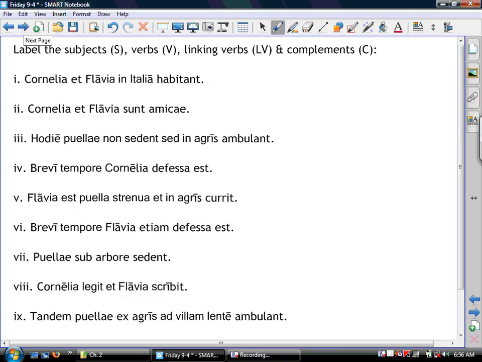Okay, the next one. Now you're trying to decide whether you have subjects, linking verbs, and complements. The way to do this is to look at the words in the sentence, look at the ending that we've seen. Subjects, if you remember, have either A or AE. Same goes for complements. Those are the two possible endings we have. Verbs are going to end in either T or NT. And finally, the two linking verbs we have are either est or sunt.